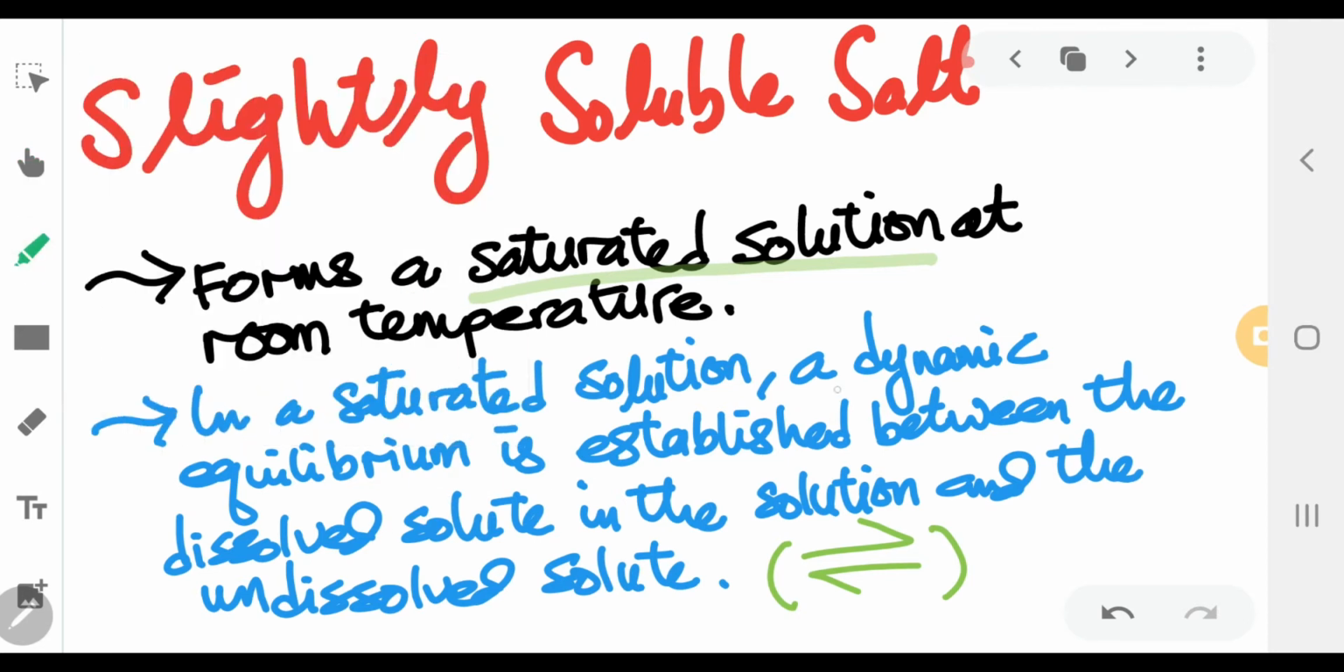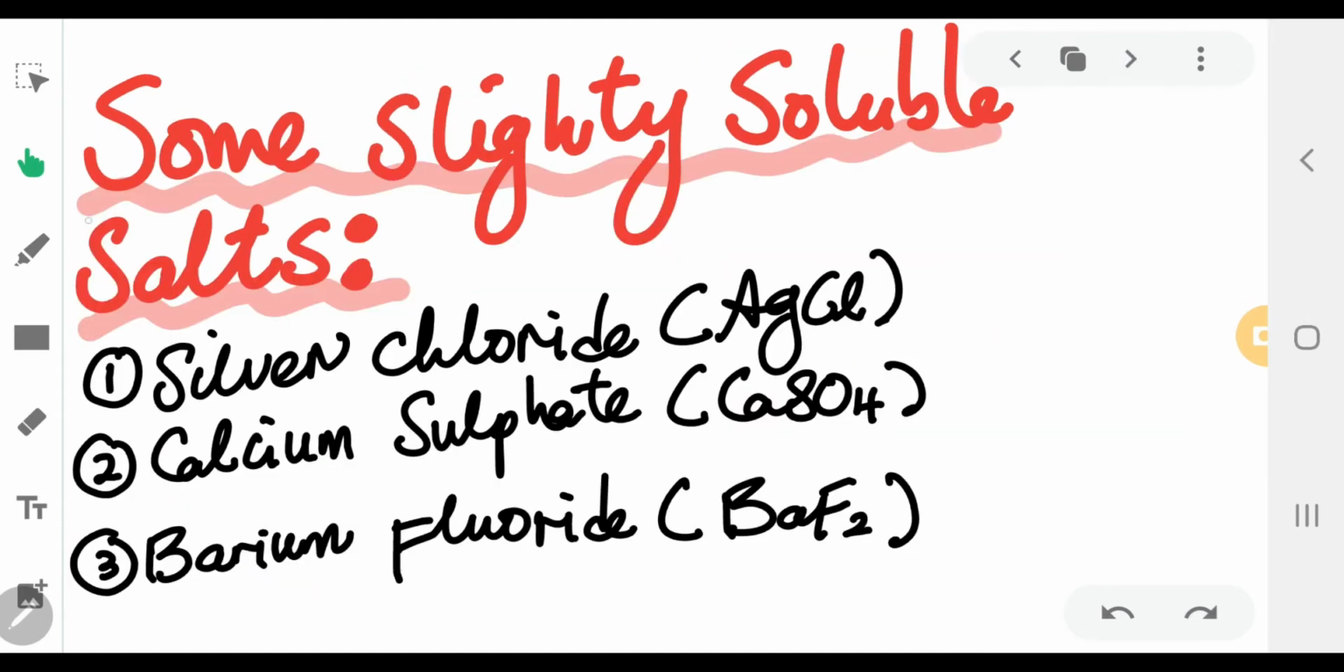So you can recall the chemical equilibrium and also the other ionic equilibria topics that we have discussed before we have reached this point. And yes, for the saturated solution, we're going to be dealing with something that will exist at equilibrium. Some slightly soluble salts, these are just the 3 examples over here. We have a lot more examples.